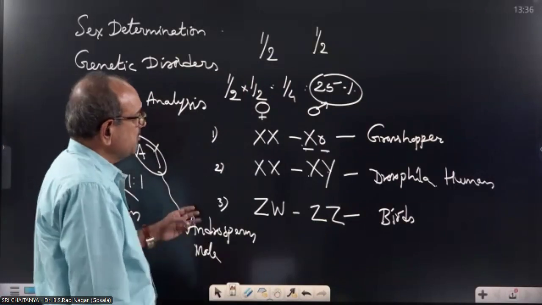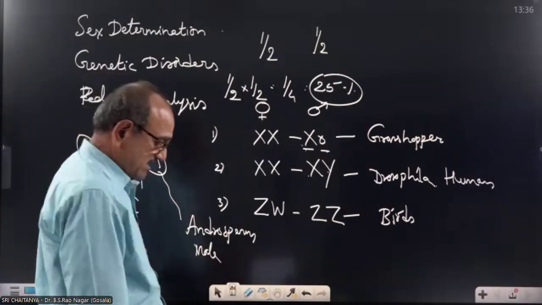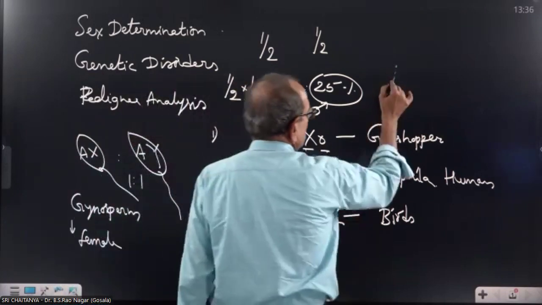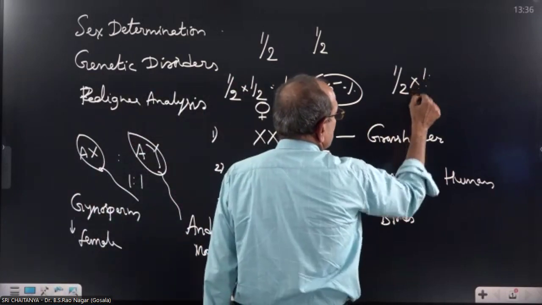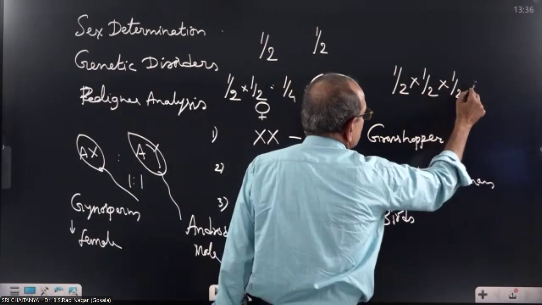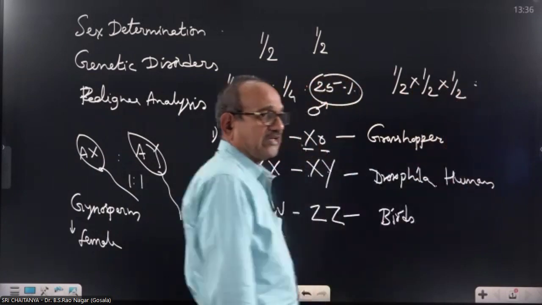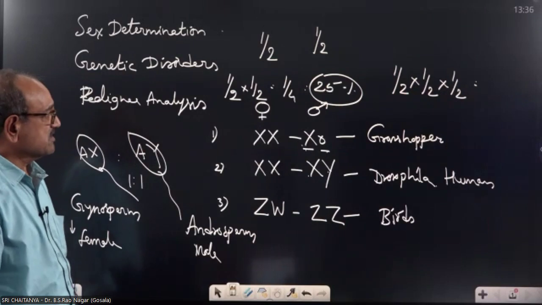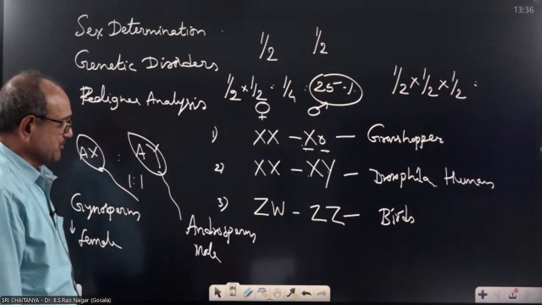Similarly, for a couple to have 3 female children successively, the probability is half into half into half. So this is the probability. So this type of questions you may expect in the NEET examination.